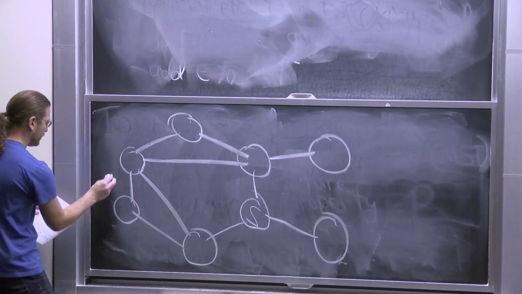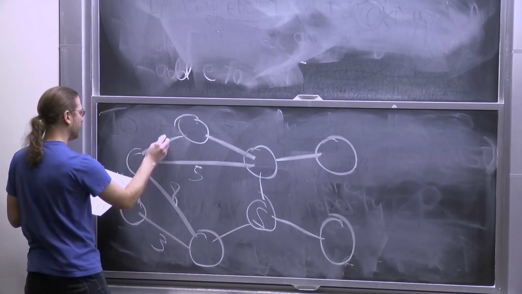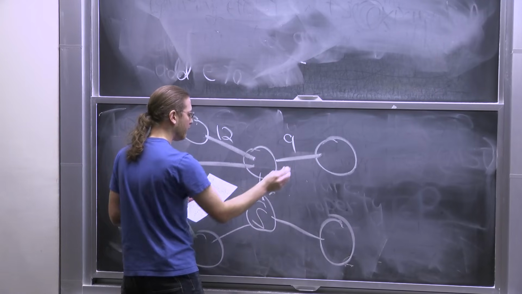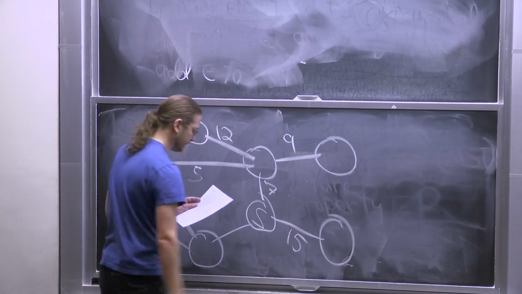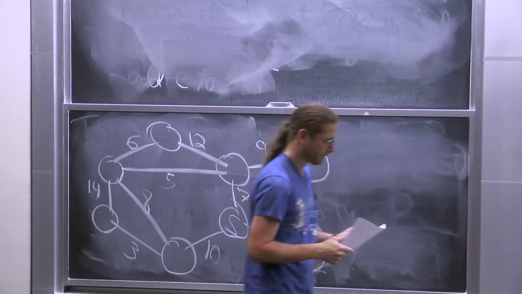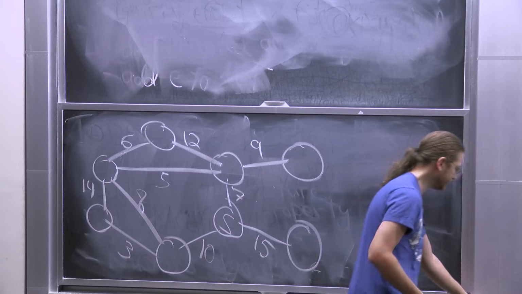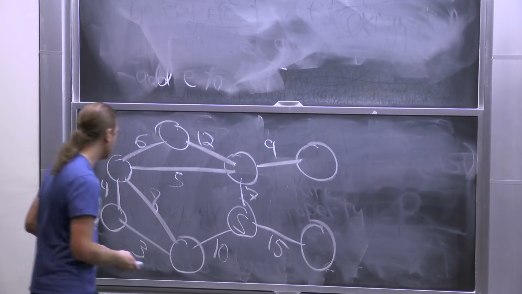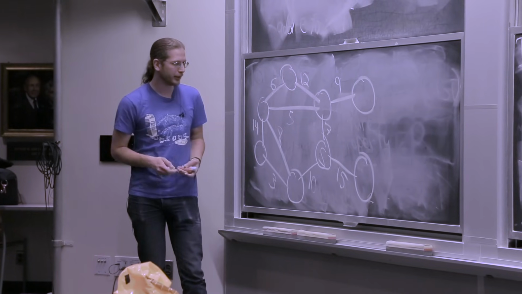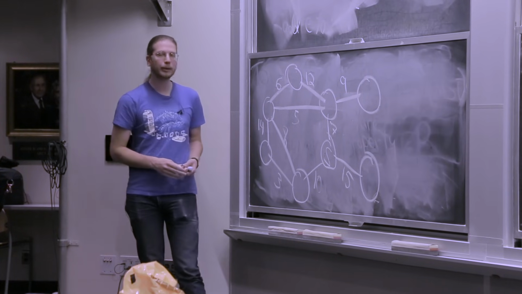Okay, weights. 14, 3, 8, 5, 6, 12, 7, 9, 15, 10. Okay. Colors. So I want to start at this vertex just because I know it does an interesting thing, or it's a nice example. Here's my weighted undirected graph. I want to compute the minimum spanning tree.